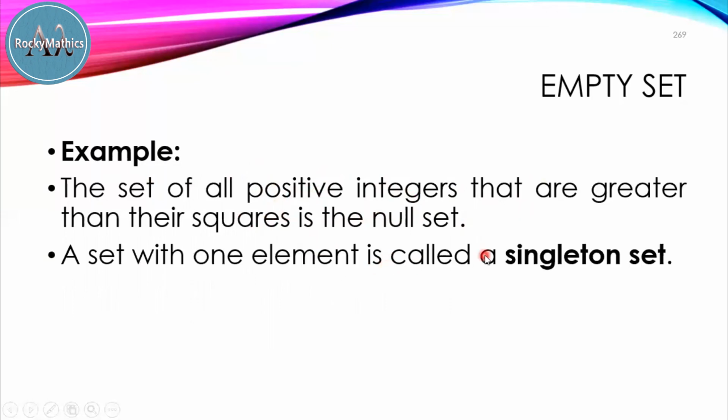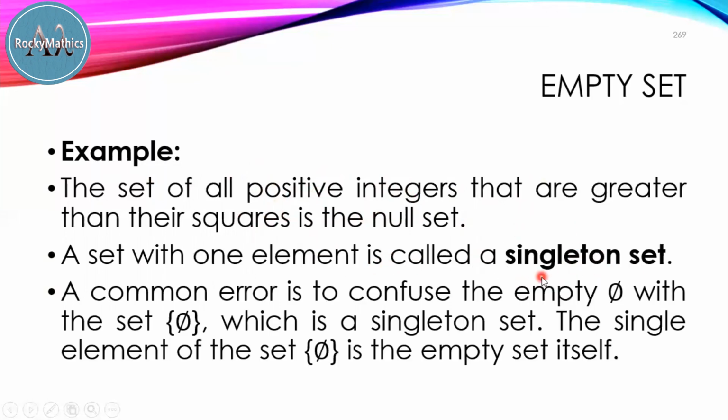Now, a set with one element is called a singleton set. Okay? Now, there is a common error, which is to confuse the empty set, take note, this is the notation for the empty set, with the set containing it. This one is not equal to this because the empty set itself is already a set. If you write it in this way, this means that this is a singleton set. The single element of the set is this one. And take note, the empty set is a set itself. So you must not confuse these two. This is the empty set and this is a singleton set.